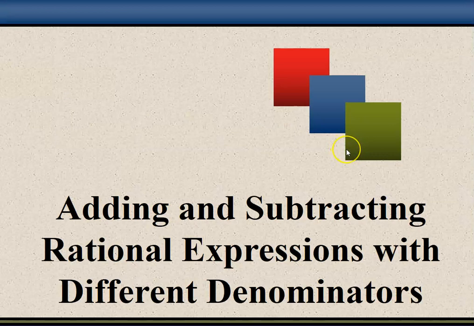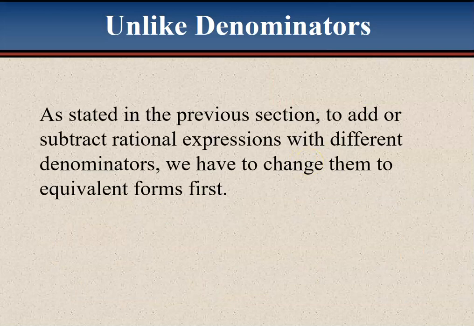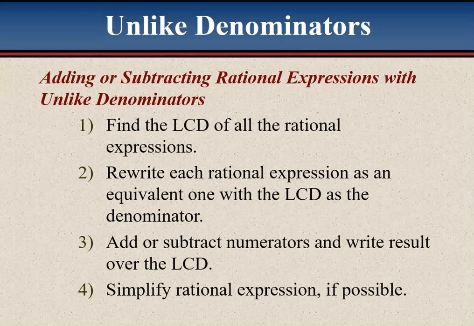Now, let's do adding and subtracting rational expressions with different denominators. Okay, unlike denominators, as stated in the previous section. To add or subtract rational expressions with different denominators, we have to change them to equivalent forms, so you find the LCD, which is the least common denominator. Find the LCD, rewrite each rational expression as an equivalent one with the LCD, then add or subtract, and simplify your rational expression.